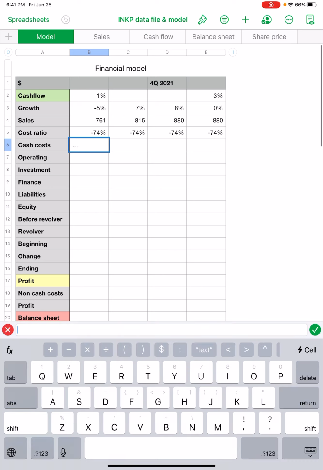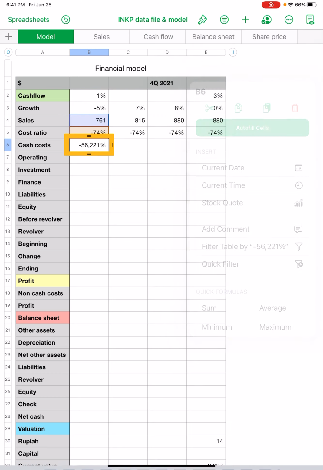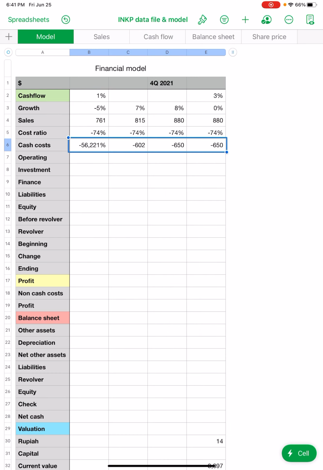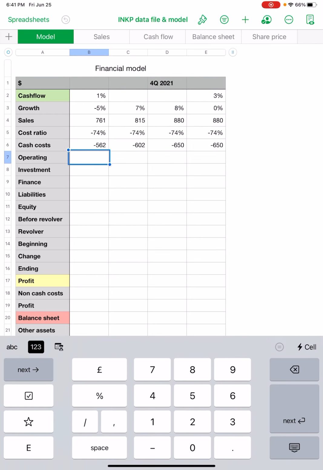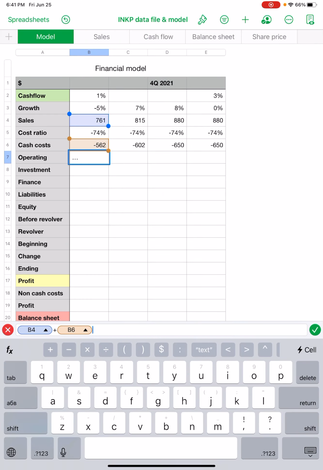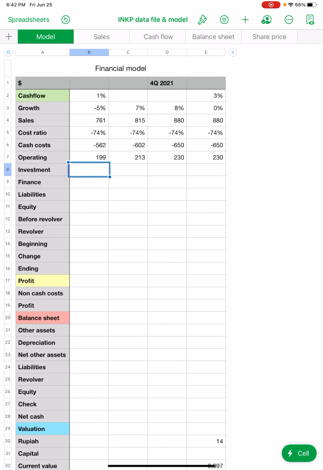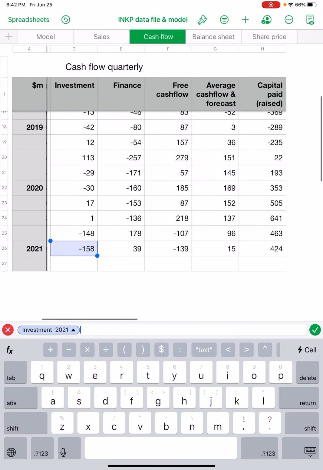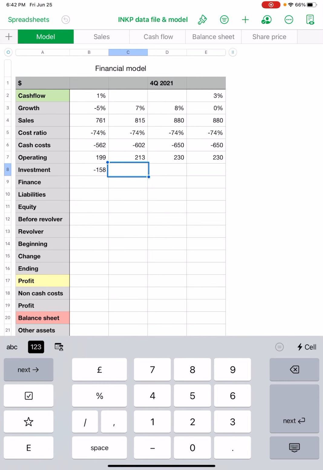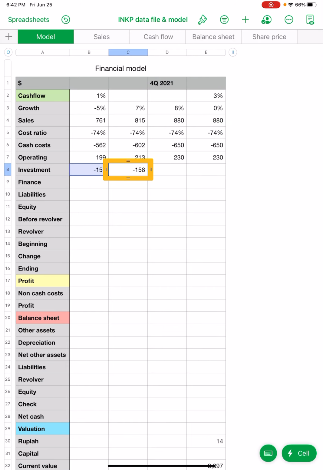And so the cash cost will be the sales times the cost ratio, which we can drag across. And then the operating cash flow is going to be the sales minus the cost, of course. And we can drag that across. And investment, I just want to use the latest investment. We could change this later, and we can drag this across.